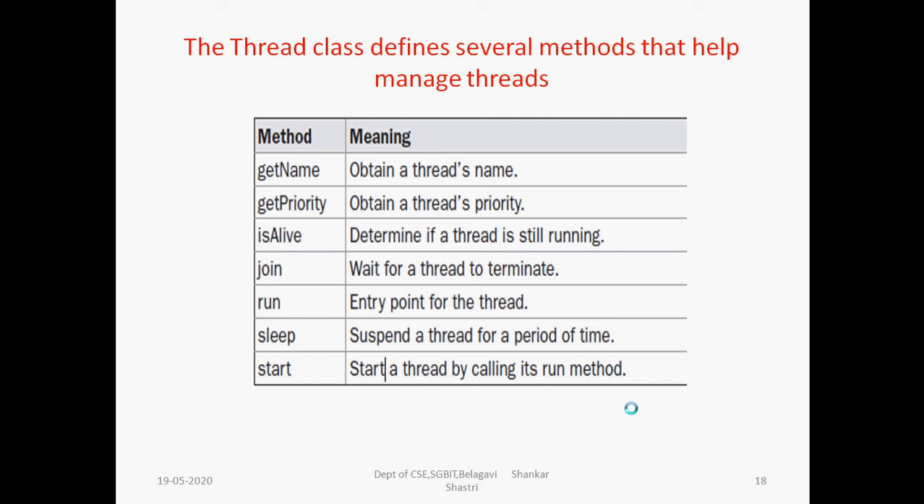Run. So the run function is the entry point for the thread. Sleep: suspend a thread for a period of time. Sleep 20 milliseconds or nanoseconds, the thread will sleep. Start. Start a thread by calling its run method. Once you call the start function, internally the start function calls the run method.